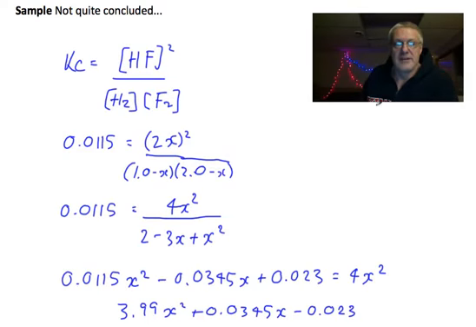Okay, so here's the answer to that problem I was talking about. Remember, we can't make the assumption, so we're going to substitute into our equilibrium expression. There's our value of K, 0.0115, 2x squared over 1 minus x multiplied by 2 minus x. So you get a quadratic equation: 3.99x squared plus 0.0345x minus 0.023 equals 0.